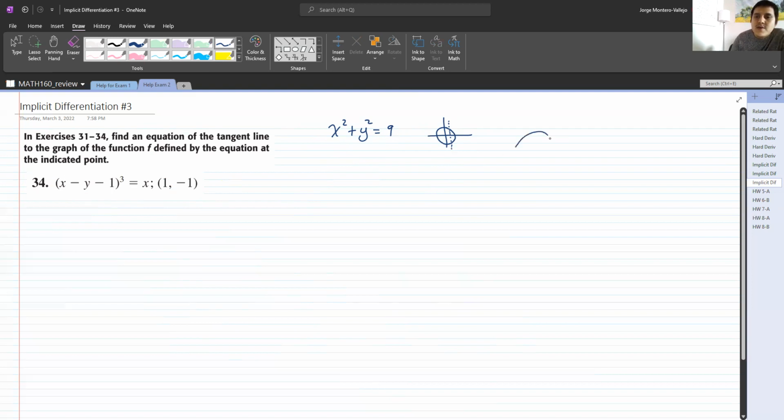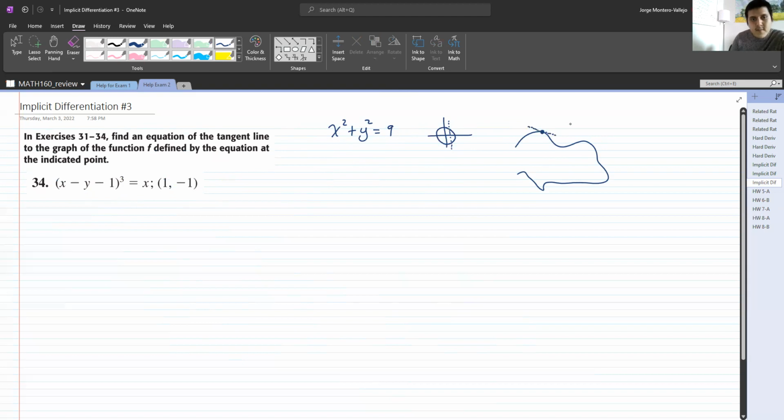And whatever it is, I want to find the equation of the tangent line at the point (1, -1). So, of course, the point has to be on the curve, right? So let's say the point is this one over here. Well, I'm just trying to find the equation of the tangent line there.